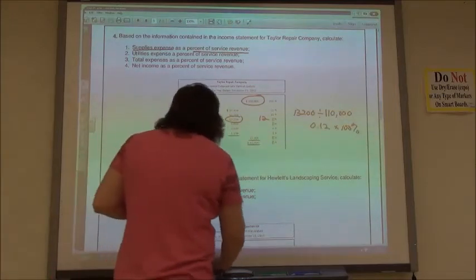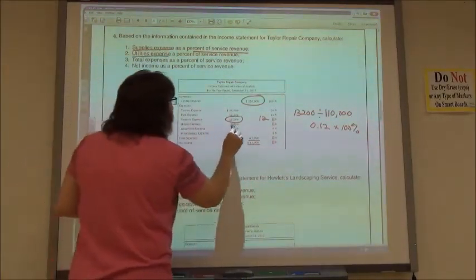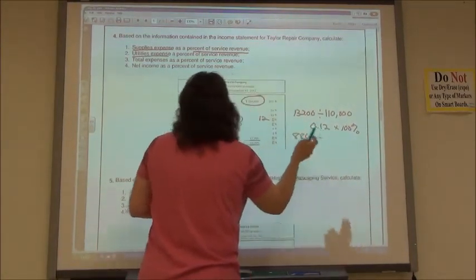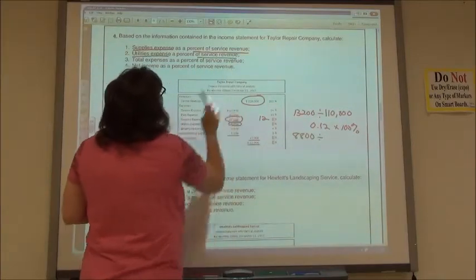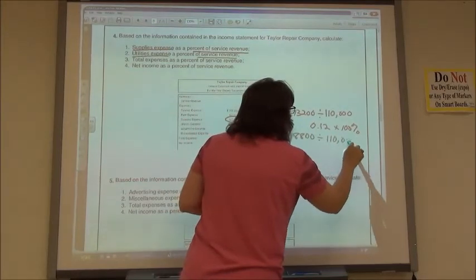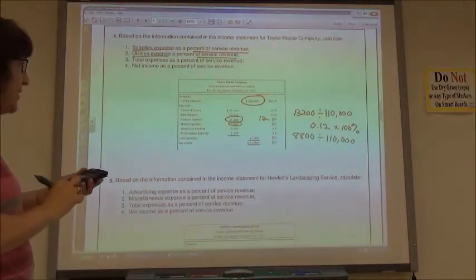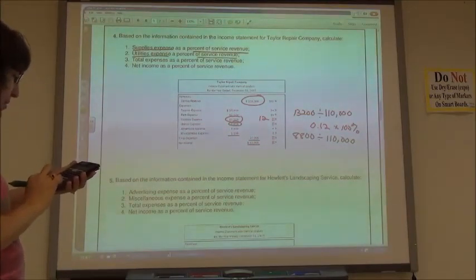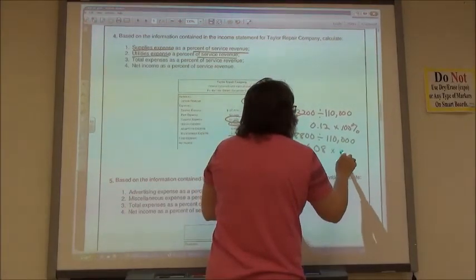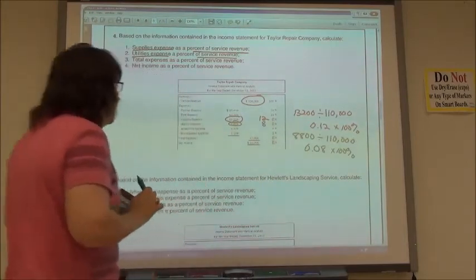The next one there says find the utilities expense. So the utilities expense, 8,800 as a percent of the service revenue again. So as a percent of my 110,000. So 8,800 divided by 110,000 gives me 0.08. If I change that to a percent, that's going to give me 8%.